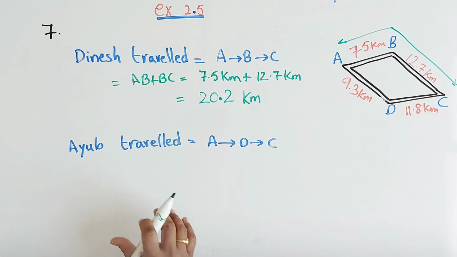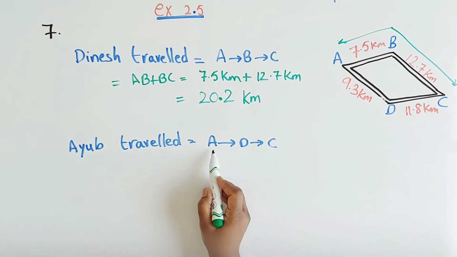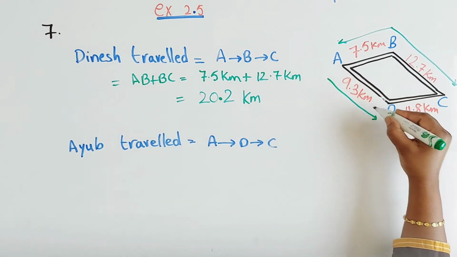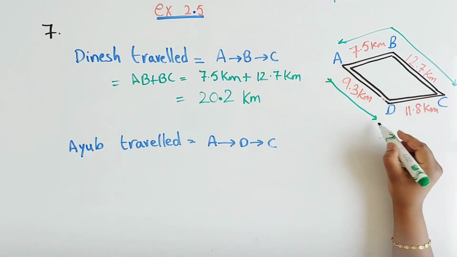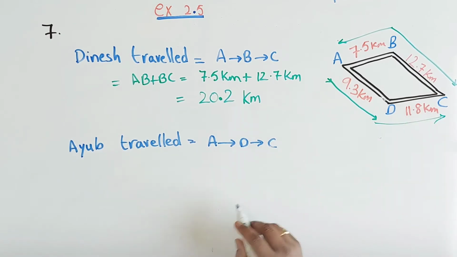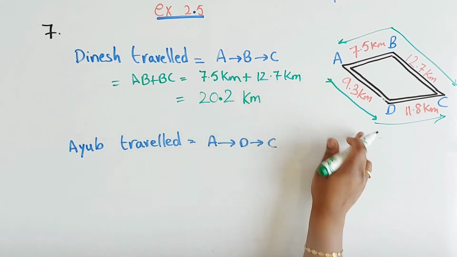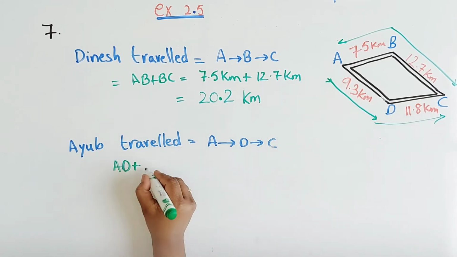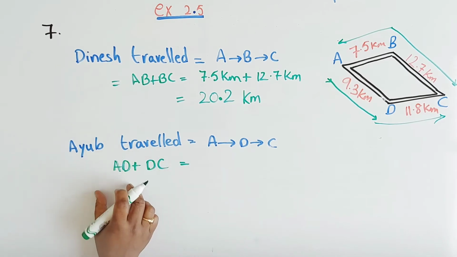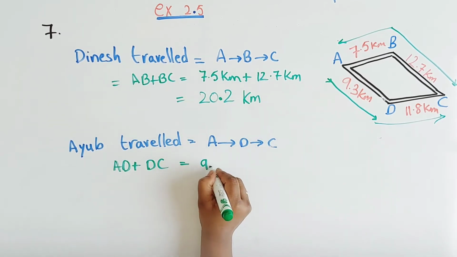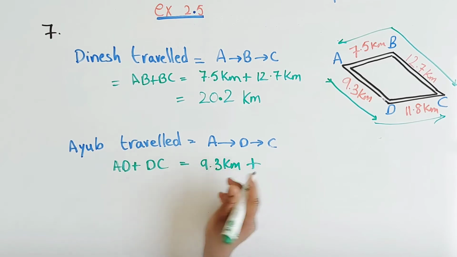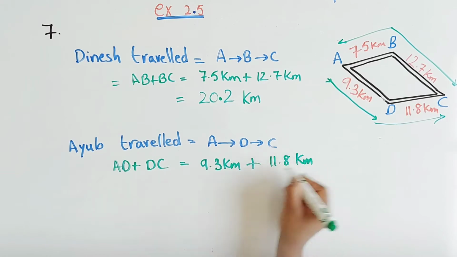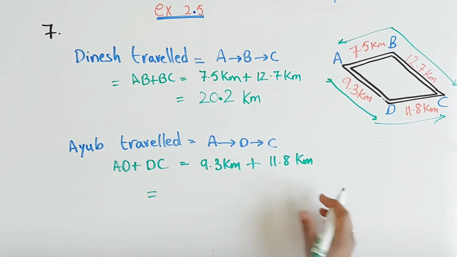Now we'll see how much distance Ayub travelled. He travelled A to D and D to C. That means from here to here, right? And D to C. Correct, children? So his path is AD plus DC. What is the AD distance? 9.3 kilometers. And plus DC distance 11.8 kilometers, children.